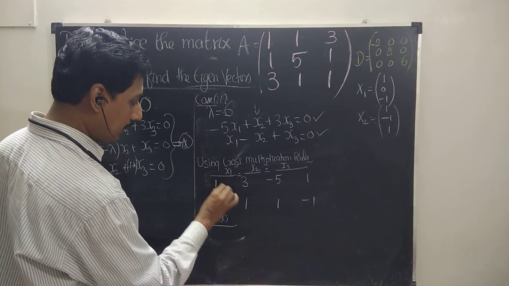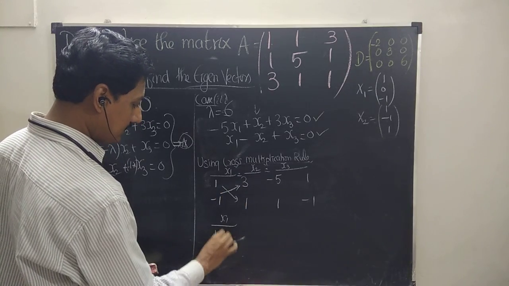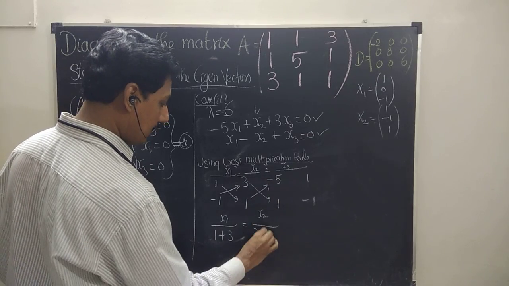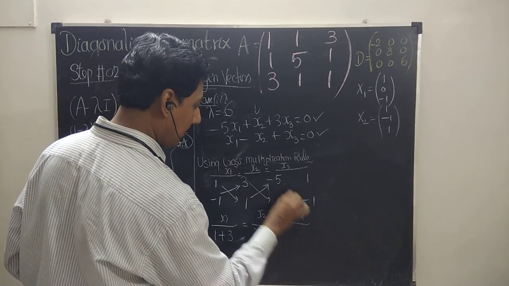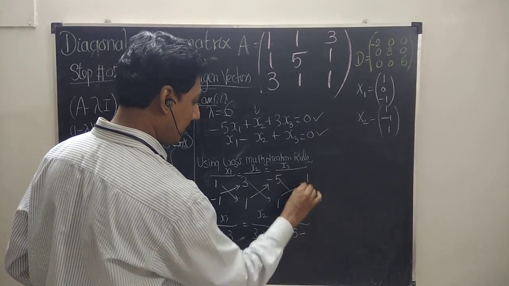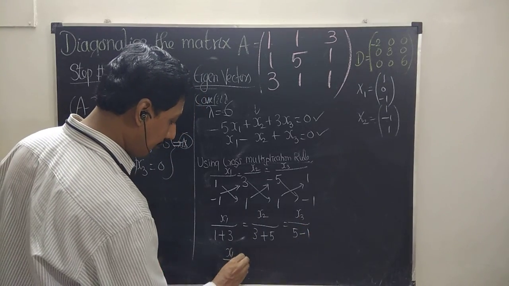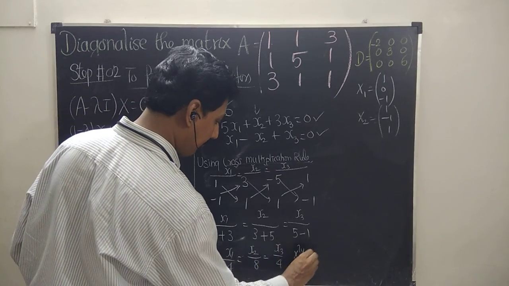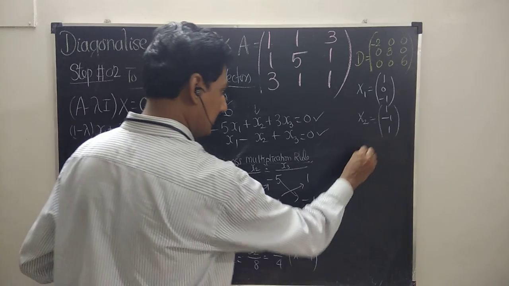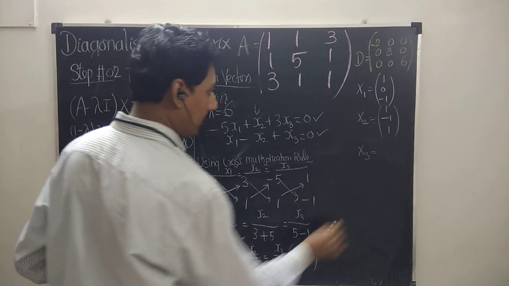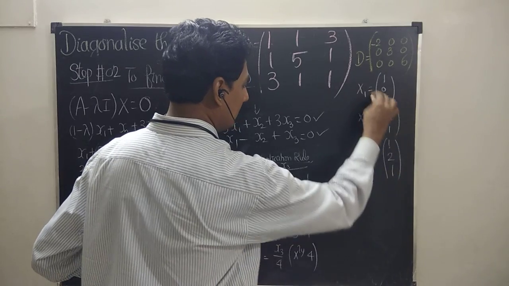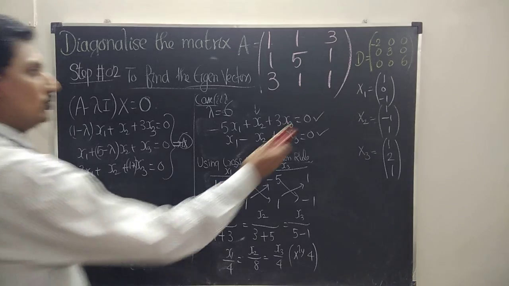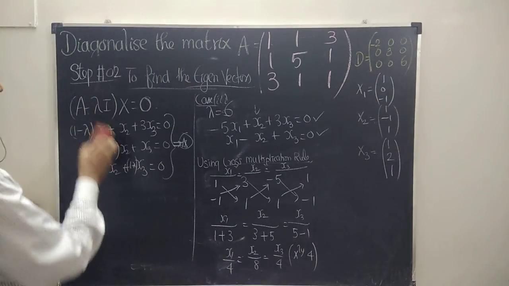So x1 by 1 into 1 is 1, minus or minus plus 3. Right? x2 by 3 into 1 is 3, minus or minus plus 5. And x3 by minus 5 into minus 1 is plus 5, minus 1 into 1 is 1. So this gives x1 by 4, x2 by 8, x3 by 4. I think it is a multiple of 4. Let's divide by it. We get x3 is equal to 1 2 1. So these are the three eigenvectors corresponding to the given matrix A, for the eigenvalues minus 2, 3, 6. So this is case 1, 2, 3.